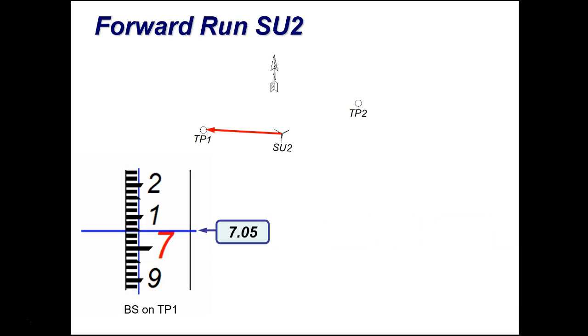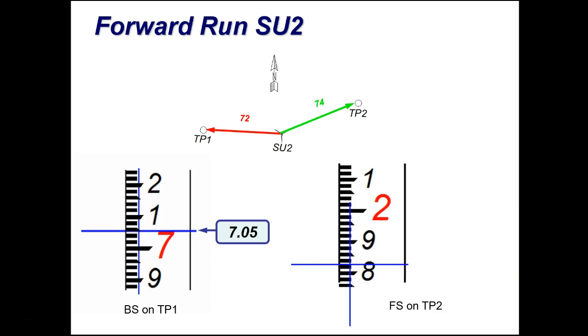That's 7.05. We pace it as we walk with our rod, because our next rod level is going to go over to turning point 2. We pace that as well. So now we're taking a foresight onto that rod that's at turning point 2, and we have a reading there of 1.82.